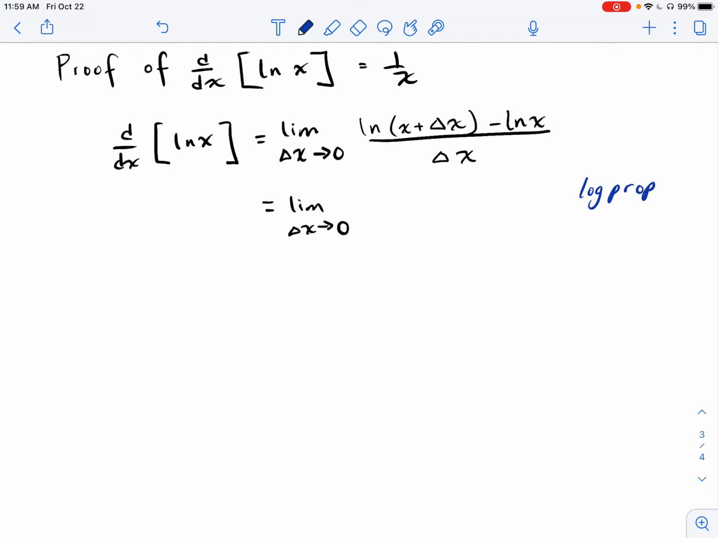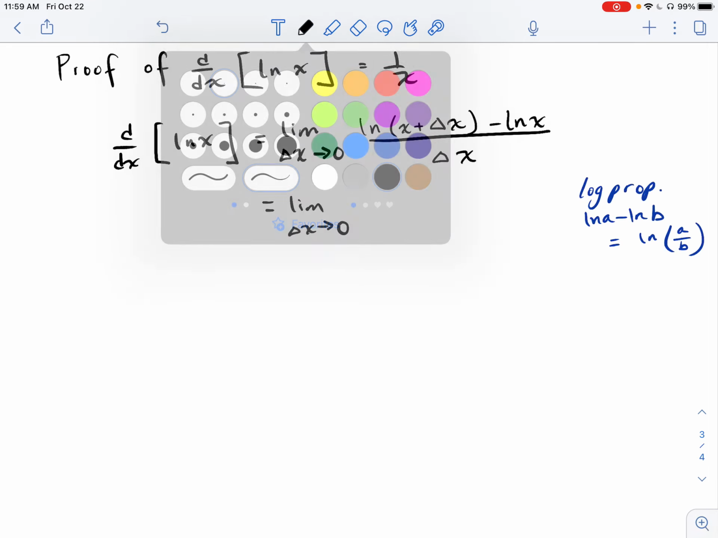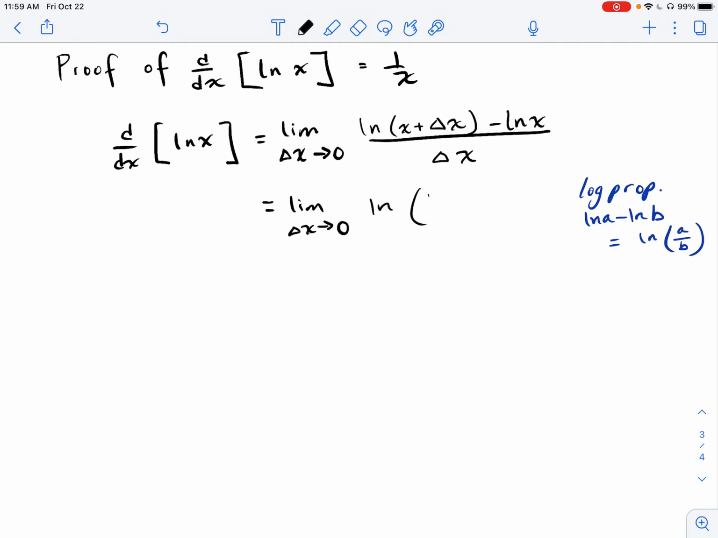And the specific log property that I'm using here, we notice that we're taking the natural log. We have the difference of two natural logs. So this says the natural log of a minus the natural log of b is equivalent to the natural log of a over b. So what I can then do is rewrite this as the natural log of x plus delta x, all of this over x. And this entire natural log then is written over delta x here.